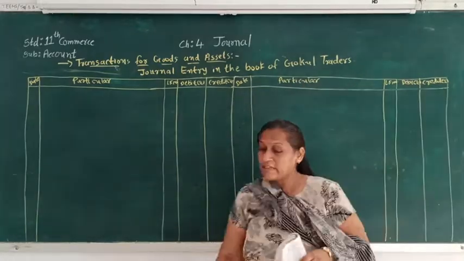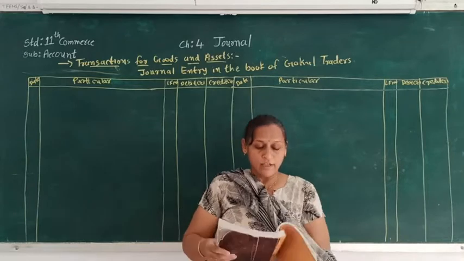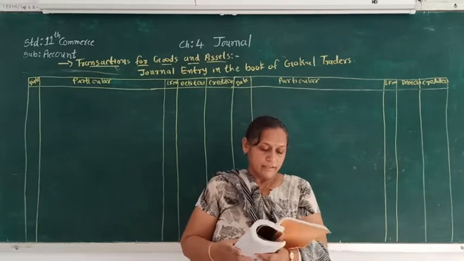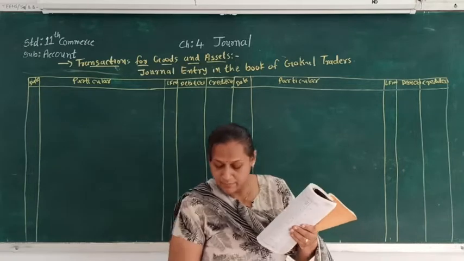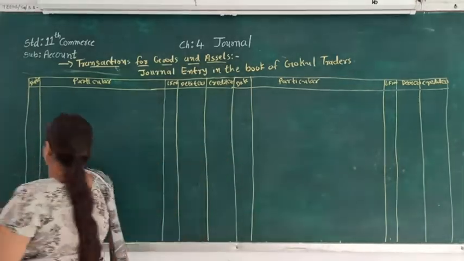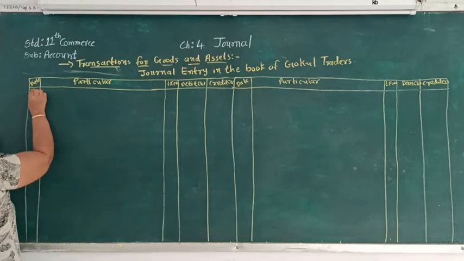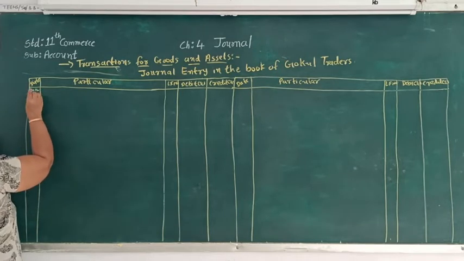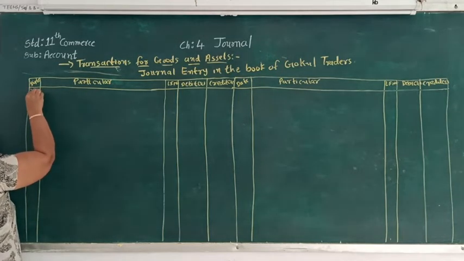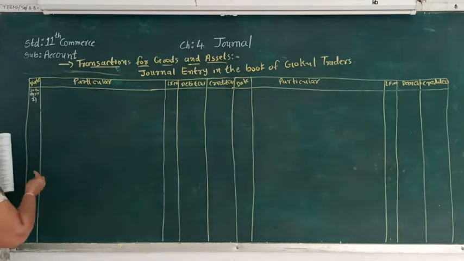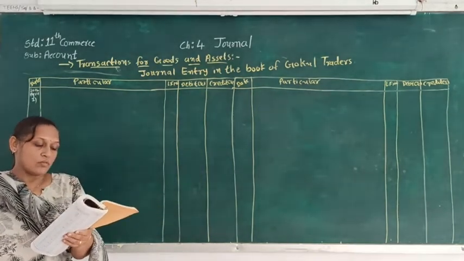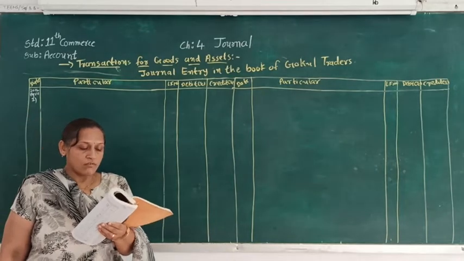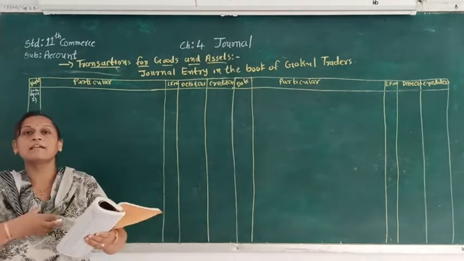Okay, let's start the sum. So here, transaction number 1 is on 2014 April 1st. Brought cash of rupees 10,000, stock of rupees 10,000 and furniture of 5,000 and commenced the business.